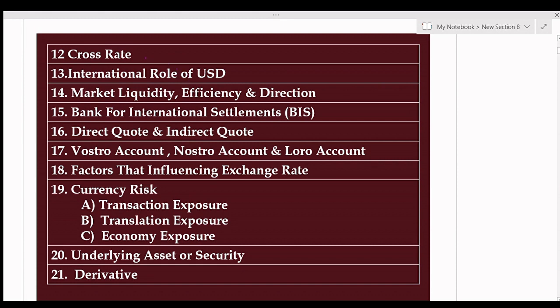Next come cross rate, international role of USD, market liquidity, market efficiency, market direction. Bank for International Settlements BIS, direct quote and indirect quote. Vostro account, Nostro account and Loro account. Factors influencing exchange rate, currency risk. Transaction exposure, translation exposure, economic exposure. Underlying asset or security, derivatives.